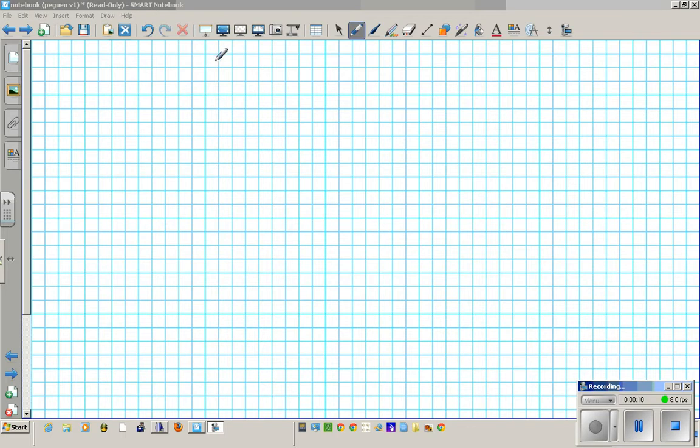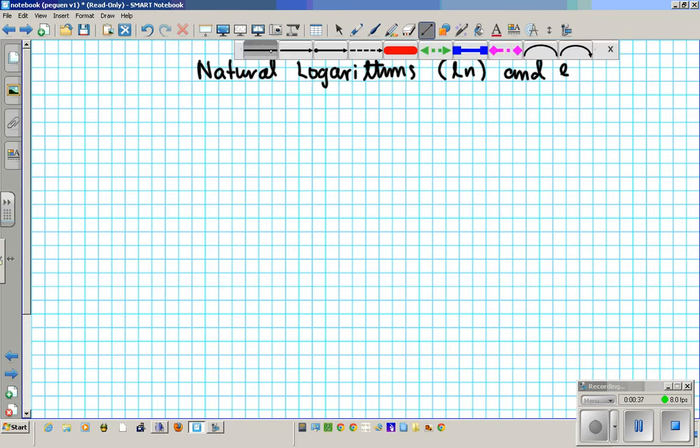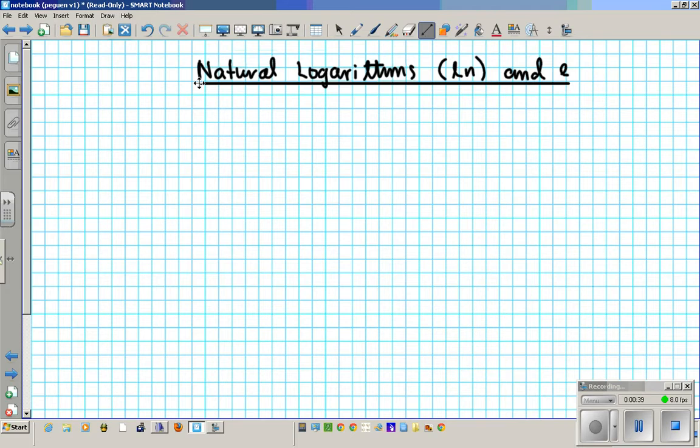Okay, so let's write down the title of this lesson. Natural logarithm and e. Natural logarithms, which is written as ln, and e. So these are inverses of each other, okay? e is the Euler number, the exponential number, and ln is the natural logarithm.